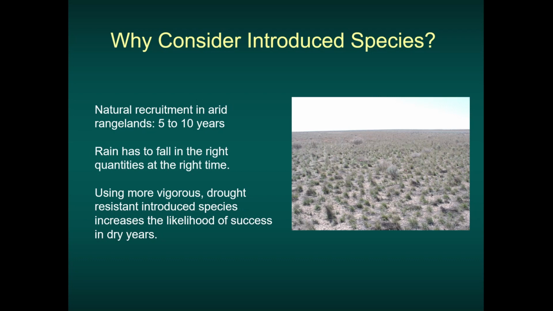But with NRCS and other types of plantings, we're on a yearly schedule, and we can't always wait for these good recruitment events, and we don't know when they're going to occur. So sometimes, to hedge your bet, you might want to choose more vigorous drought-tolerant species of the introduced group instead of going with natives.